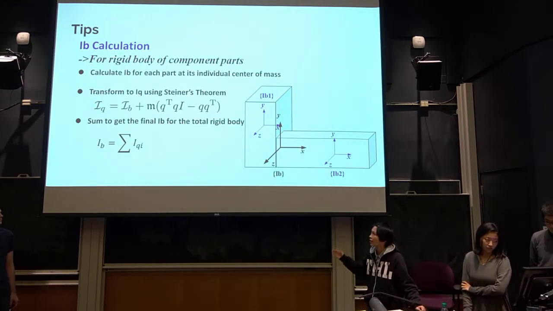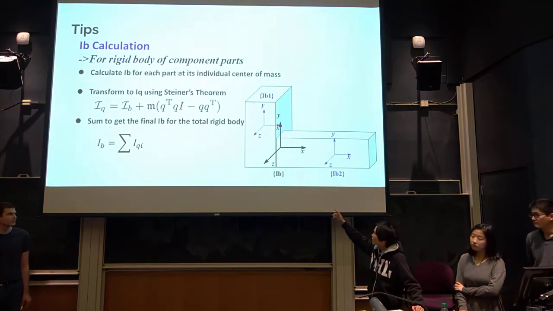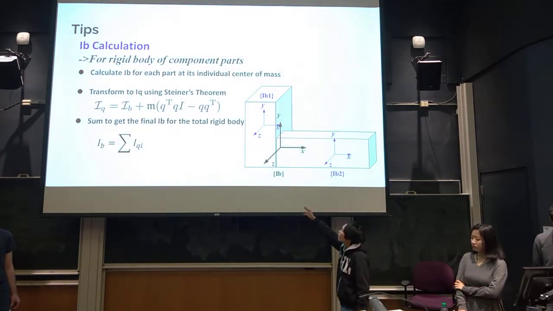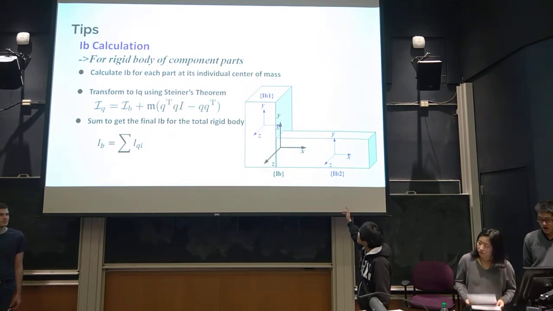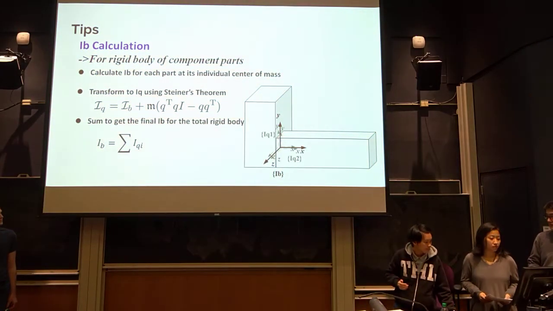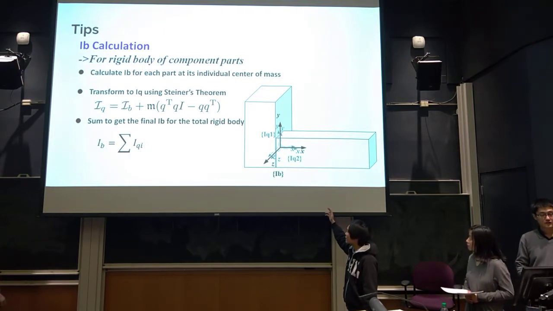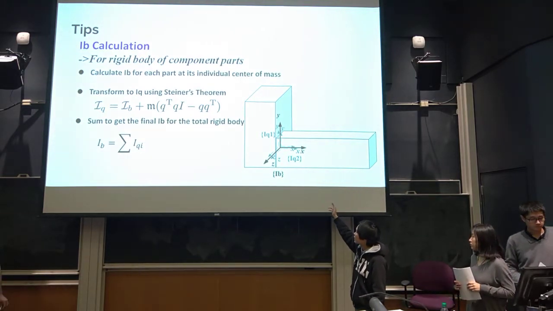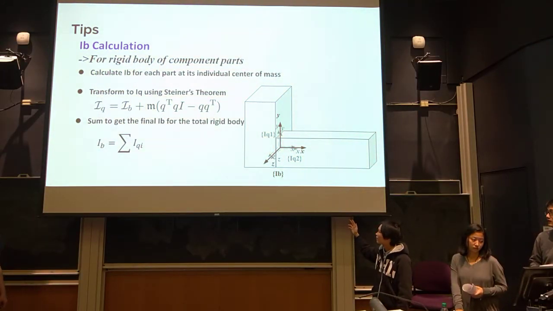And if you want to calculate the IB for a rigid body that is made of component parts, for example this body composed of two parts, we first calculate IB for each part at its individual center of mass. For example, we first calculate IB1 for part 1 and IB2 for part 2 at its own center of mass. And then using the Steiner theorem, we express them like this. We get the IQ1 and IQ2 expressed in the common frame, which is located at the center of mass of the whole body. Then we sum IQ1 and IQ2 together to get the final IB for the total rigid body. And that's how we get the IB for a composite body.